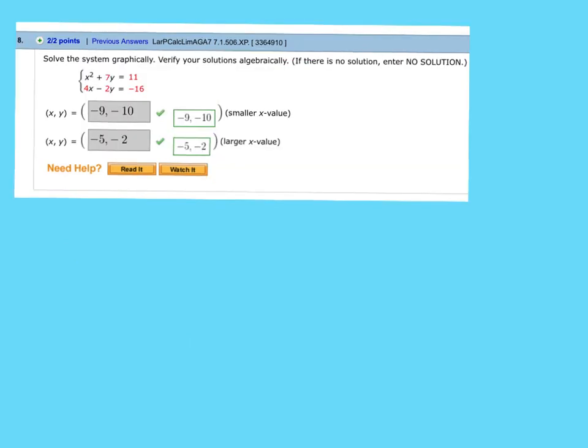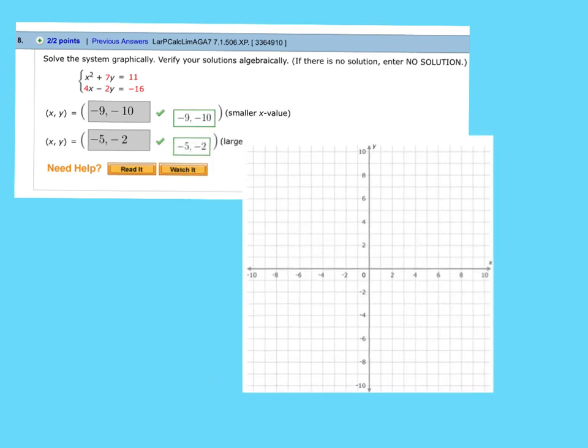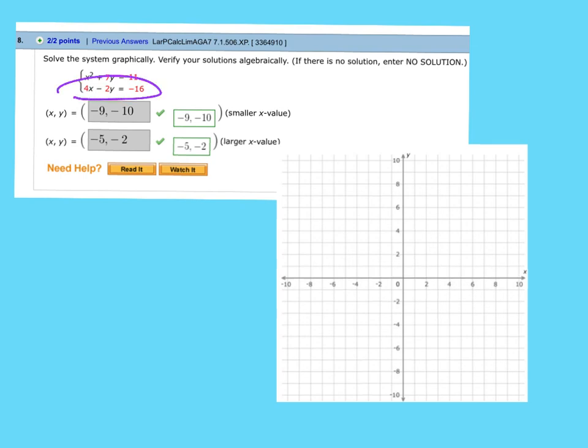All right, this one says solve the system graphically and then verify your answers algebraically. So I'm going to bring in a coordinate grid. And first I'm going to graph my line. So this would be negative 2y equals negative 4x minus 16, and then divide everything by negative 2. So y equals 2x plus 8. So I go up to positive 8, up 2 to the right 1, or down 2 to the right 1, and my line looks like that.